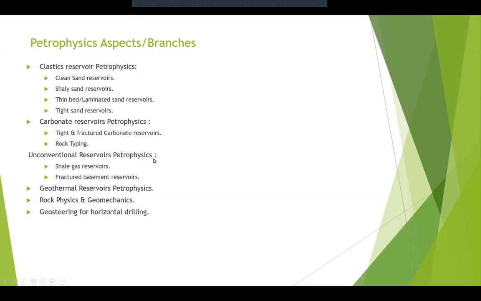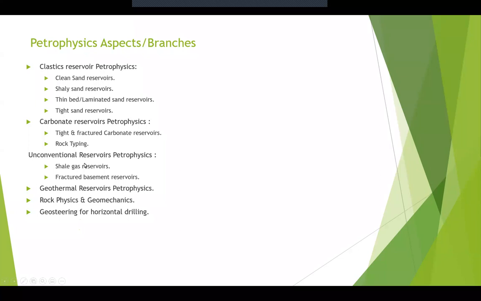But this unconventional reservoir petrophysics needs different knowledge than these other two branches, because in addition to normal or conventional petrophysics knowledge, you need high experience about the mineralogy and also about the geochemistry. You need to know about the TOC and the kerogen and how to estimate and calculate them. And also you need to know about the isotherm and how to calculate the free gas and adsorbed gas connected to the kerogen or to the total organic carbon. So that's why it is different from these other topics.